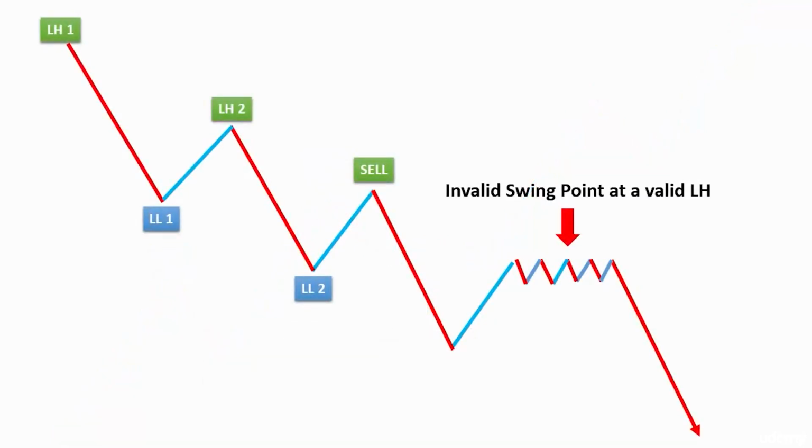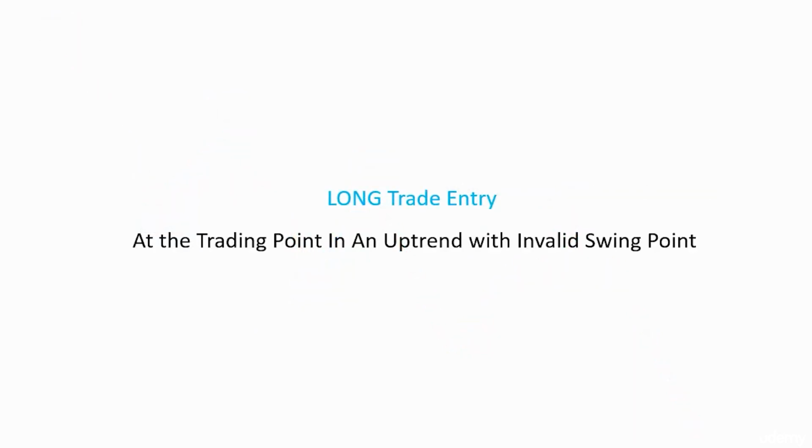Now in this lecture today, I am going to show you how to trade long in an uptrend market whenever an invalid swing point forms at the valid higher-low level in that uptrend, using a real price action chart. Before I give you an example using a real price action chart, let me first introduce you to the steps with an illustrated example.